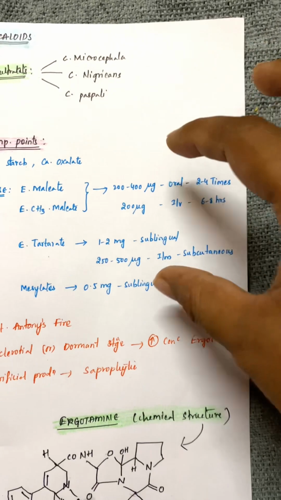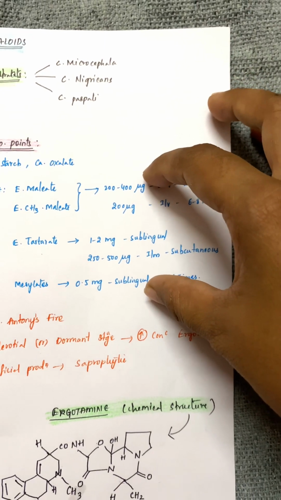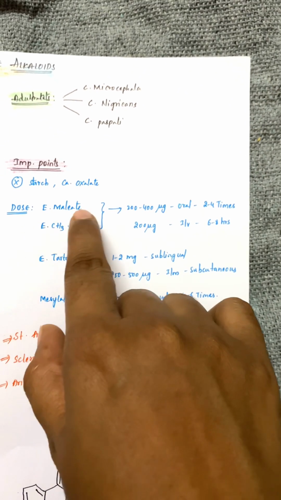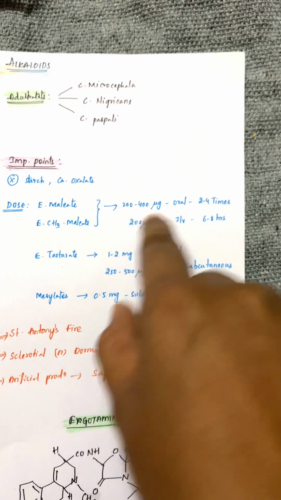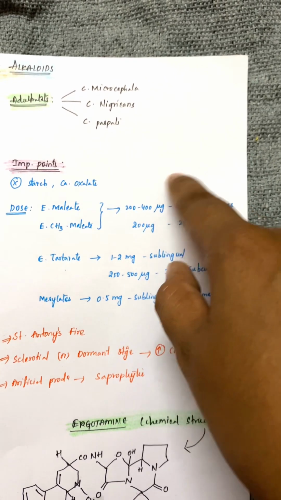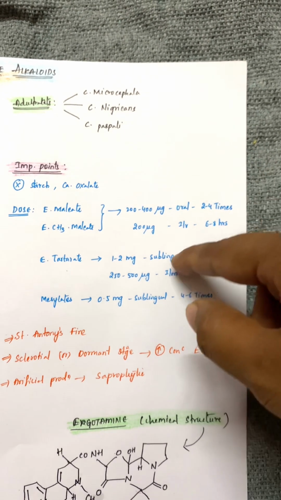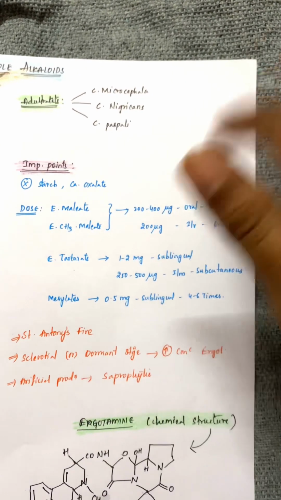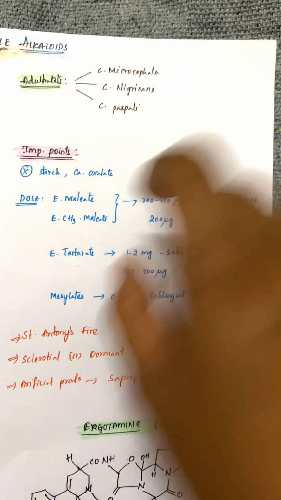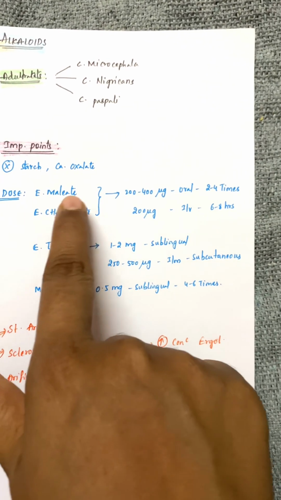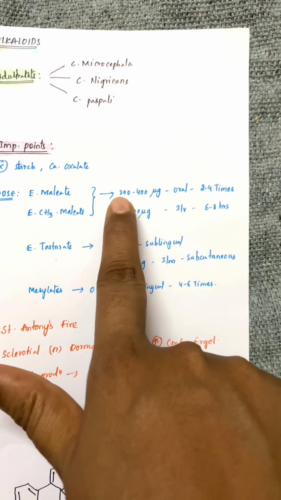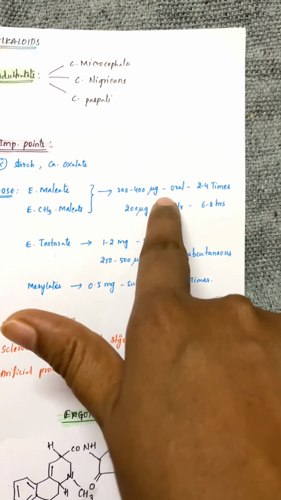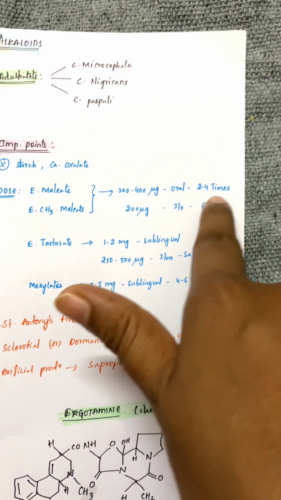Now what are the doses? In multiple choice we can expect questions like ergometrine maleate can be given in how much dose, or which route, oral, intravenous, intramuscular, sublingual, or how many times it can be given. So these types of questions you can expect in competitive exams. So ergometrine maleate is given at 200 to 400 mg, orally 2 to 4 times a day.